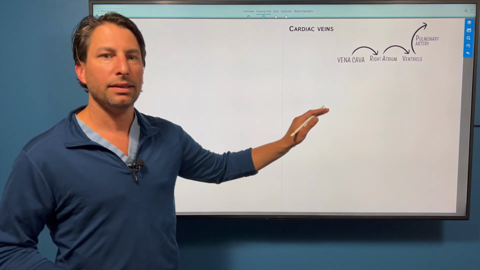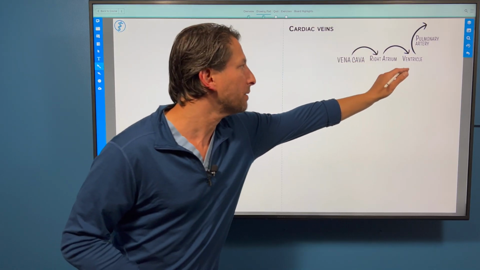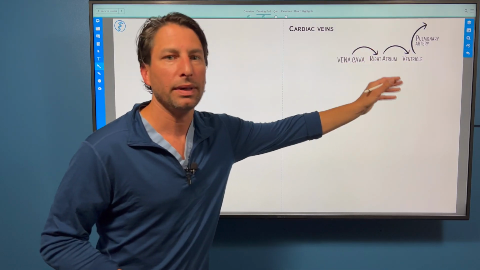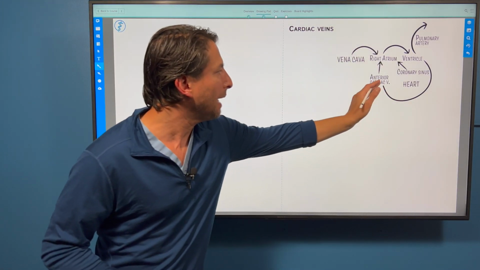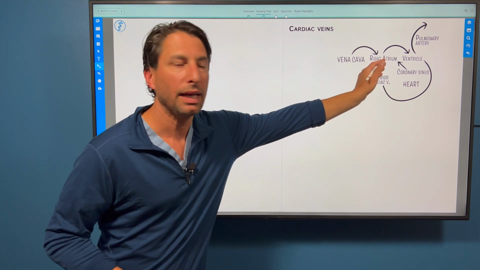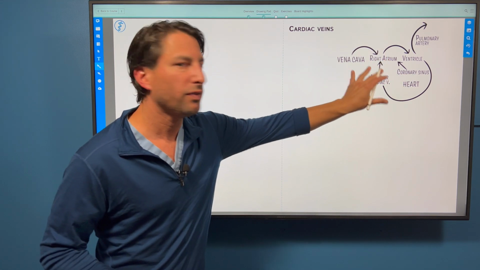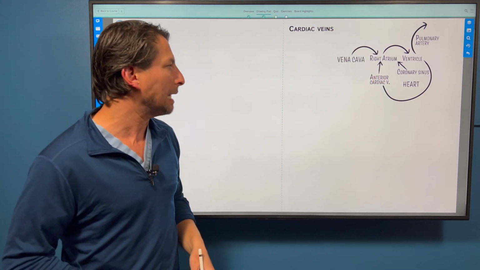Cardiac veins. This is our general flow. Vena cava to right atrium, to right ventricle, to pulmonary artery, to the lungs for oxygenation. So here's our heart, anterior cardiac veins, and coronary sinus, both dump into the right atrium. This is the general flow. If you just take that away from this primer, that would be plenty.